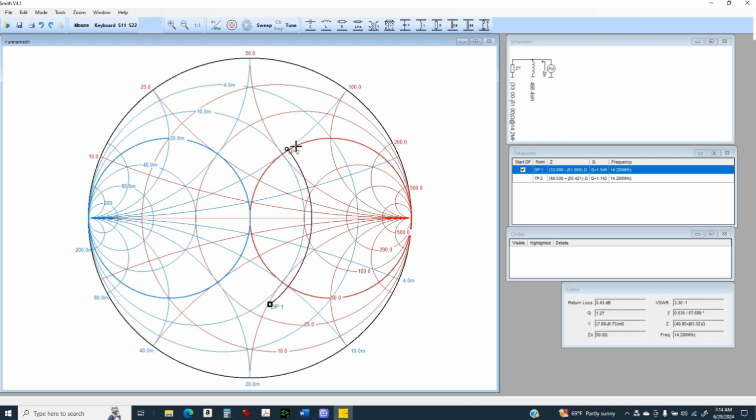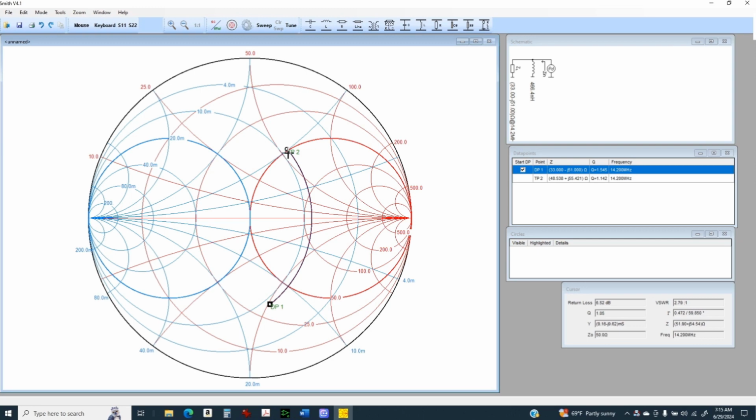We have a new temporary point here at TP2. The temporary point now shows a resistance of 49.6. I'm sorry, it's showing 48.538 plus J 45.451 ohms. So it's a plus J now because we're above the horizon. It's now an inductive load.